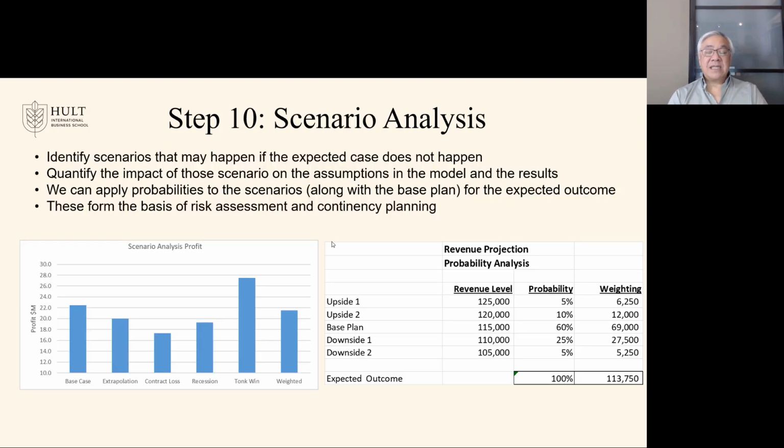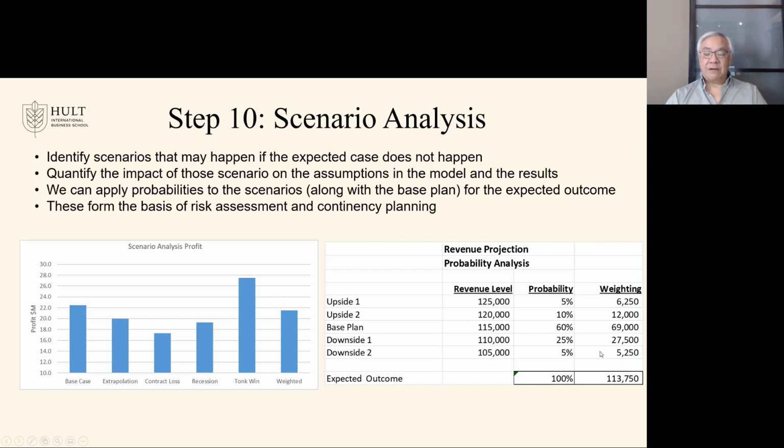Step 10 is scenarios. We just saw some of those scenarios, and they're the upsides and downside scenarios. Now we're going to put them all together along with the base plan. This is an example of the base case, and then 2 of the upside scenarios and 3 downside scenarios. We then assign, in this case we're doing revenue projections, we assign to the revenue levels a probability. Again, always they add up to 100%.